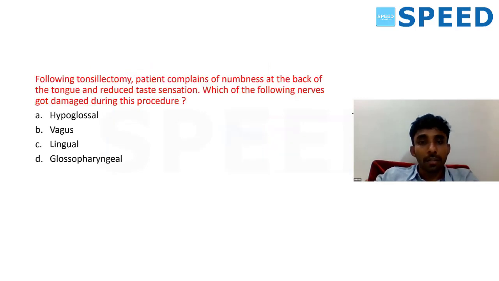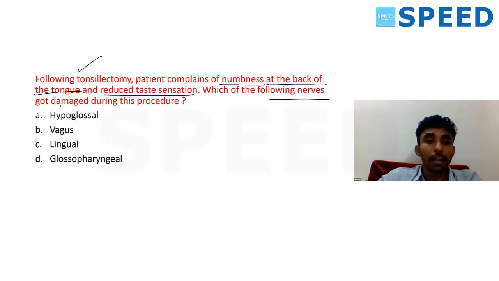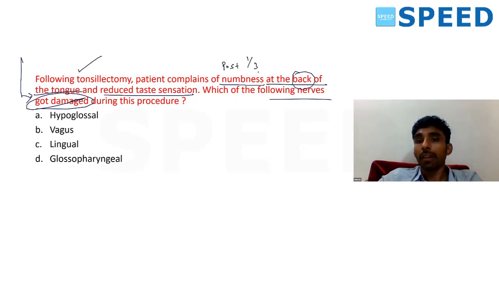Okay, fine. So the last question. This is the last slide actually. So try to answer this case scenario. Following tonsillectomy procedure, the patient complains of numbness at the back of tongue and reduced taste sensation from the back of the tongue. Which of the following nerves got damaged during this tonsillectomy procedure? Back of tongue means they mean posterior 1/3 of tongue.